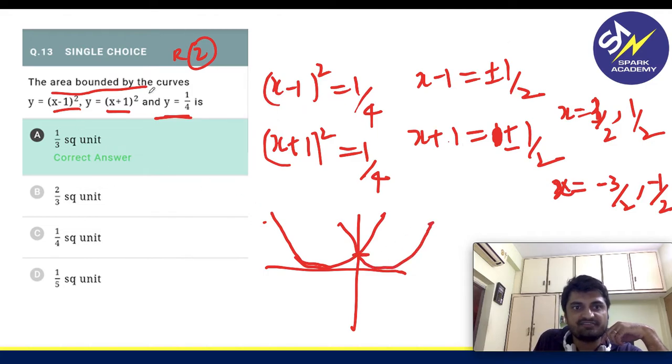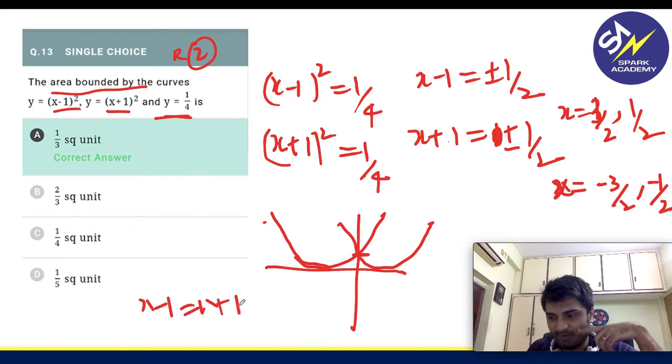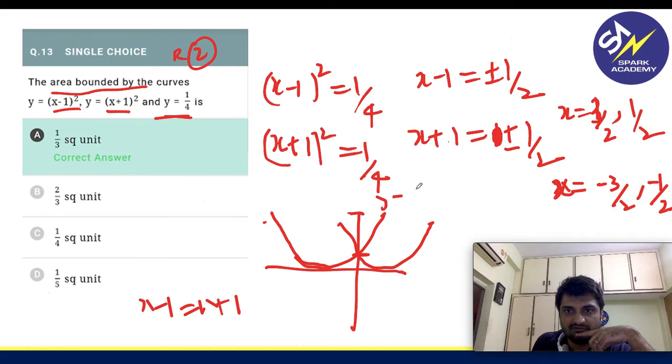What is the point of intersection? You can equate these two, right? So I'm getting x minus 1 equal to x plus 1. So you get the point of intersection. What is the point of intersection? At y equal to 1 by 4, this should be your point of intersection basically.